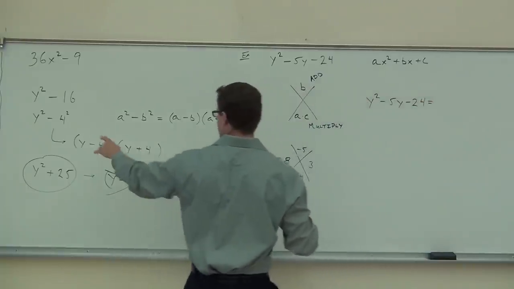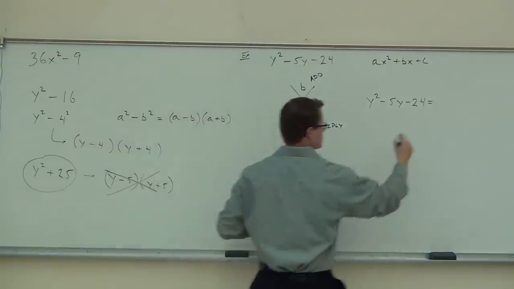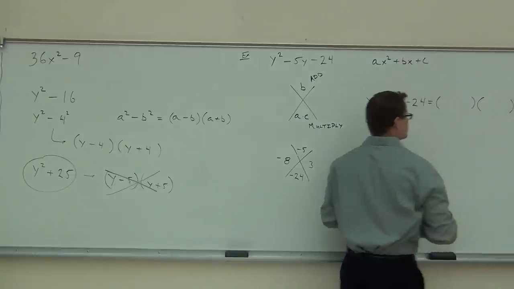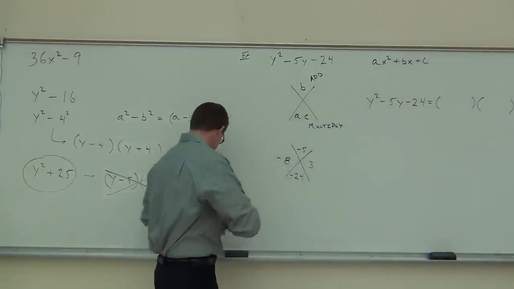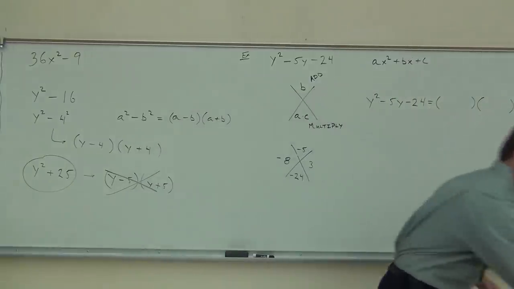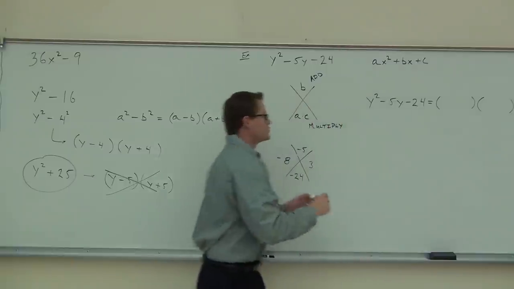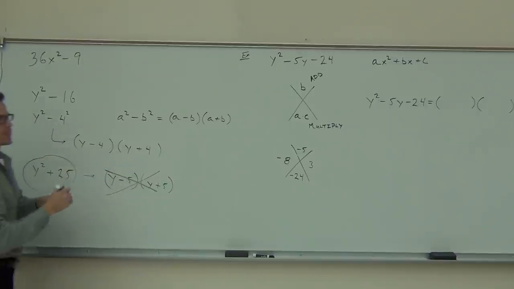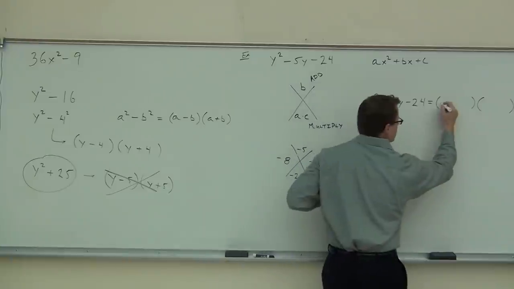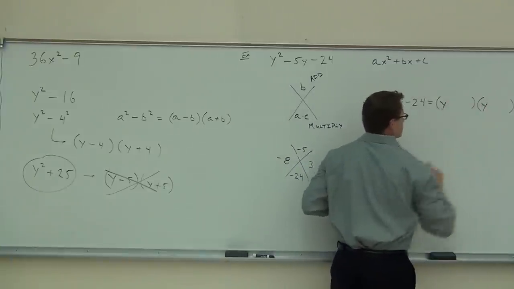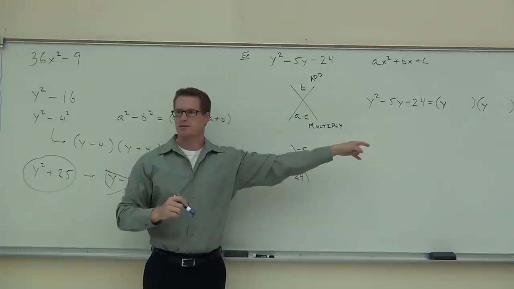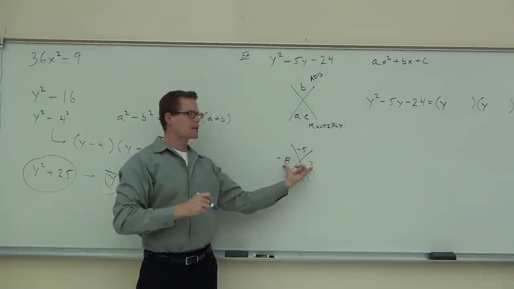Remember how we factored these? We got 2 parentheses out of this. We're going to do the same thing here, just like we factored with our difference of squares. Notice how we had our y squared minus 4 squared. We put a y here and a y here. We're going to put a y here and a y here. Guess what we have to put next? Numbers on the side. Exactly what you found right here.